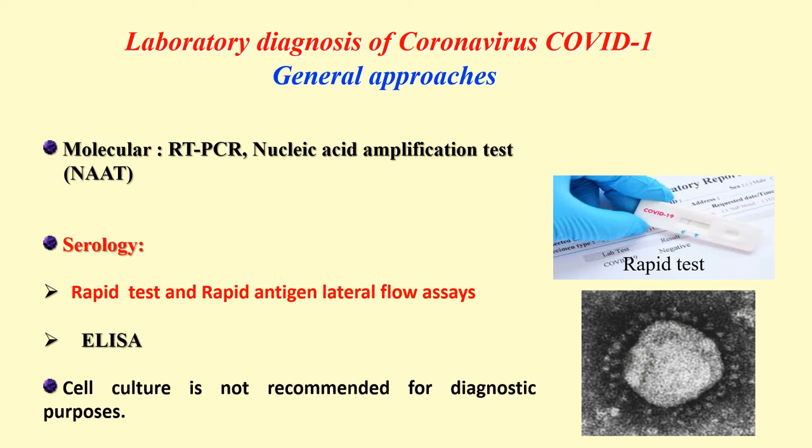Okay, now we will move into the laboratory diagnosis of coronavirus COVID-19. What we're showing here are the general approaches for establishing a diagnosis of infection with coronavirus COVID-19. The first one is molecular, and this is by utilizing real-time polymerase chain reaction and the nucleic acid amplification test, abbreviated NAAT. Also, we can use serology. Serology includes the rapid test, rapid antigen lateral flow assays, and the second one in serology is ELISA. The third approach, which is not recommended for the diagnosis of infection with coronavirus COVID-19, is cell culture.